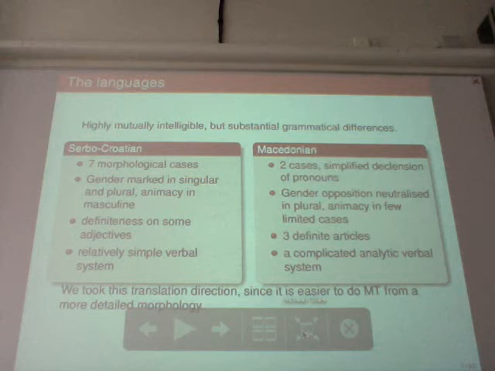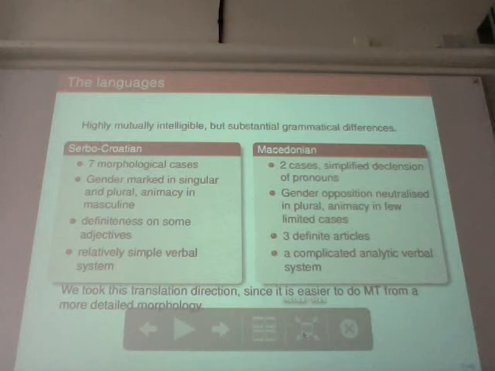Serbo-Croatian has more detailed gender marking in singular and plural, and has animacy in the masculine gender, while Macedonian has neutralized the gender difference in plural, and animacy is left only in limited cases. Macedonian has a definite article, while Serbo-Croatian has definiteness expressed in some adjectives to a certain degree. On the other hand, Macedonian has a lot of innovations in the verbal system, besides retaining tenses which are archaic in Serbo-Croatian. It has developed a complicated system of compound tenses, and Serbo-Croatian has a relatively simple verb. So our logic was to go from a more detailed morphology to a less detailed morphology. Macedonian is analytical to a higher degree, so we thought that this direction would be easier to perform.